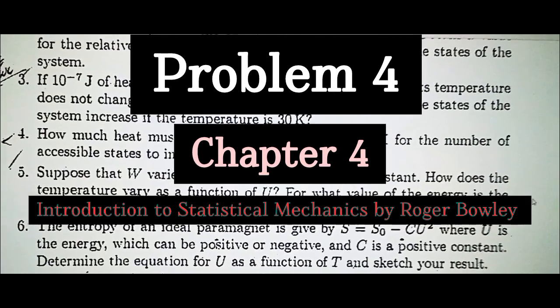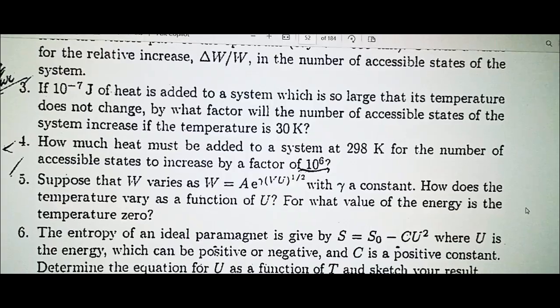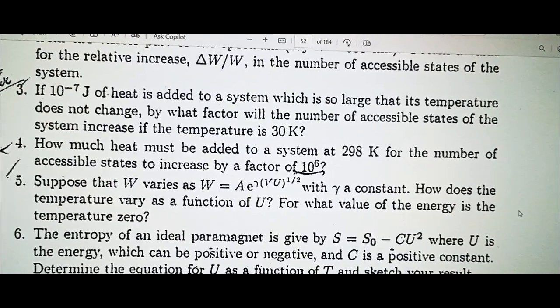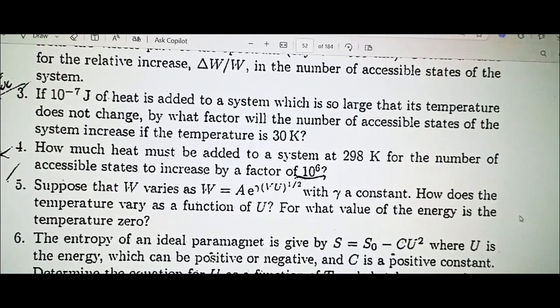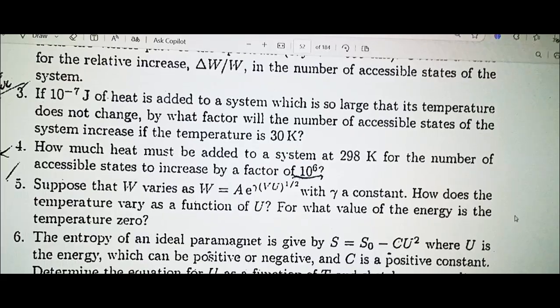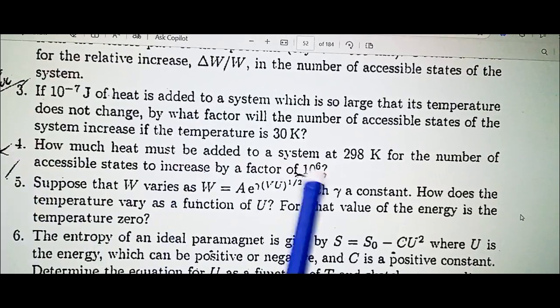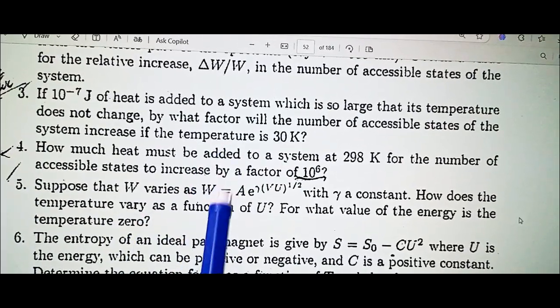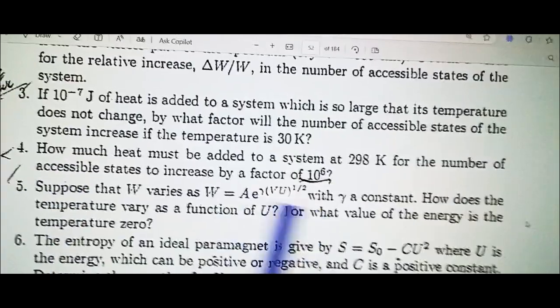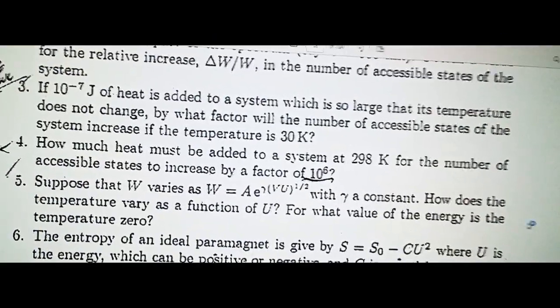In this video, we'll be solving problem 4 from chapter 4 of Introduction to Statistical Mechanics by Roger Bowley. Let's see the problem statement and we'll dive directly into the solution. So the statement says, here's the statement. It's a one line statement. It's a very short statement, very good statement.